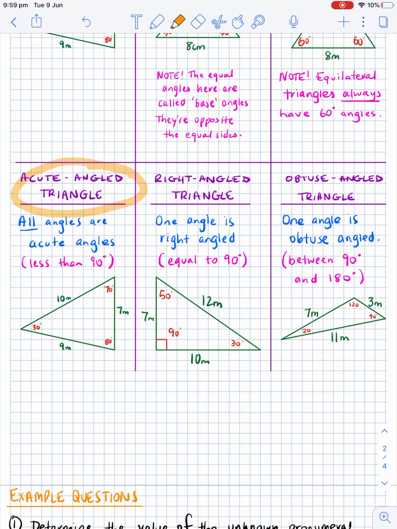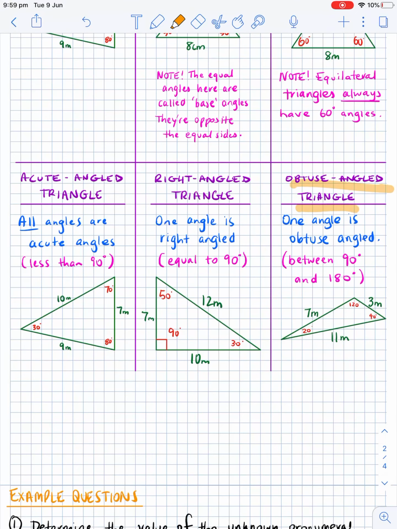Next up is an acute angled triangle. That's where all angles are acute angles, so they're less than 90 degrees. For example, this triangle here, you can see that your angles are all less than 90, so therefore it's acute angled. Right angled triangle, that's when you have one angle being a right angle. So see here, our right angle, that's a right angled triangle.